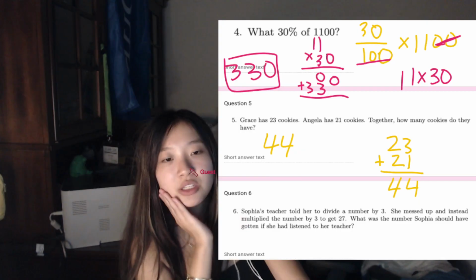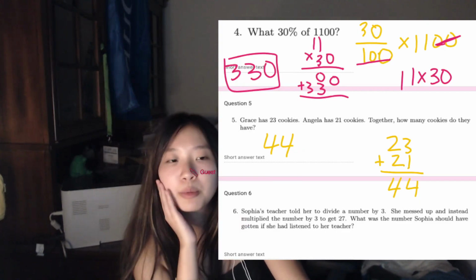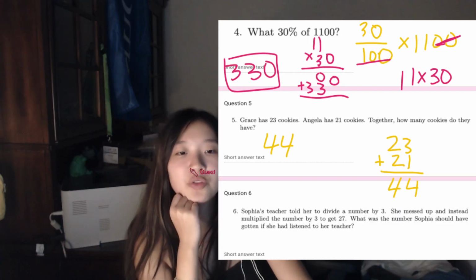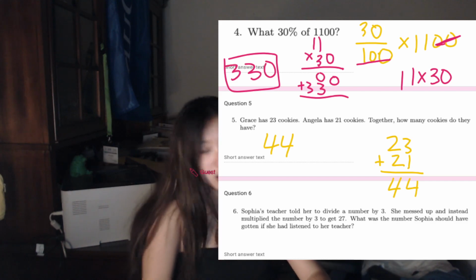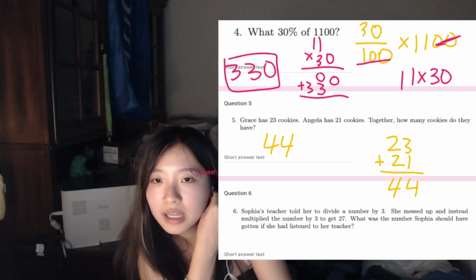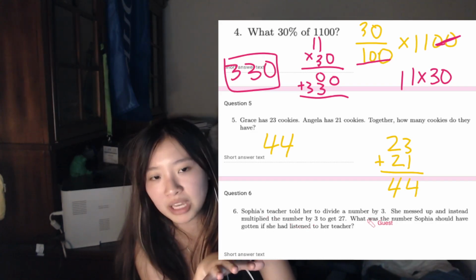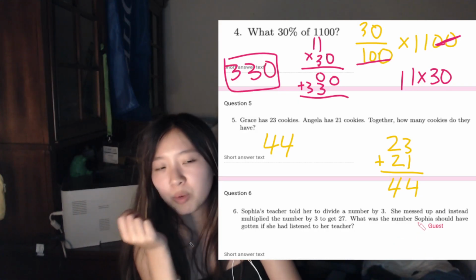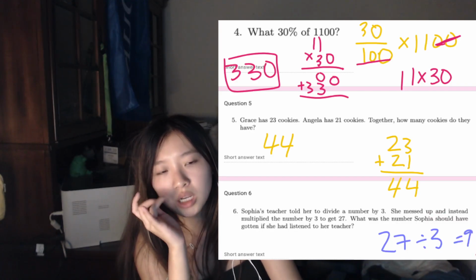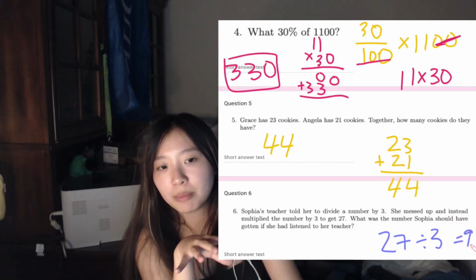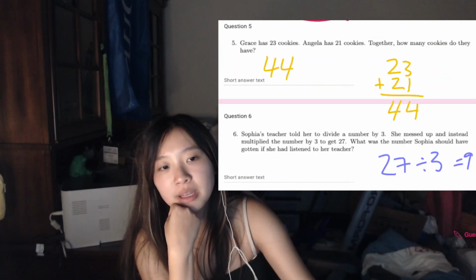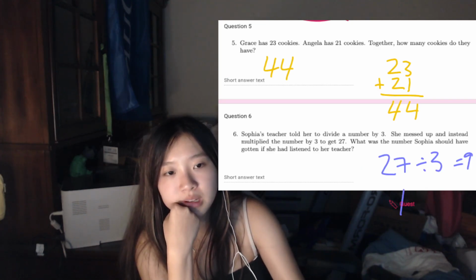Next, oh my god, it's me, Sophia. Sophia's teacher told her to divide a number by 3. She messed up, whoops, and instead multiplied the number by 3 to get 27. What was the number Sophia should have gotten if she'd listened to her teacher? Hopefully I get this right because this is me. I have been featured. But in my mistake, what I did was I multiplied something by 3 to get 27. So if I want to reverse this, I want to divide 27. So 27 divided by 3. With our times tables, we know this is 9. So we know that this was my original number. But my teacher told me to divide this number by 3. So what's 9 divided by 3? 9 divided by 3 is 3.